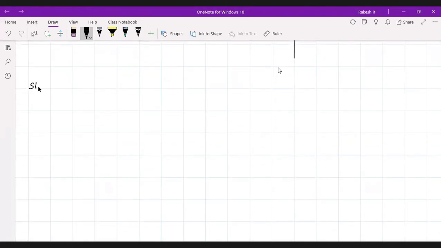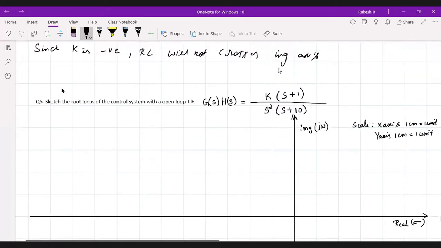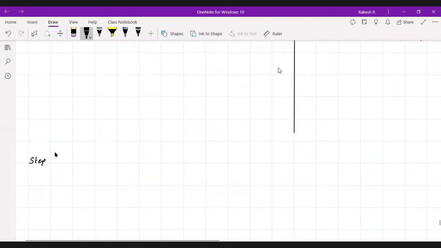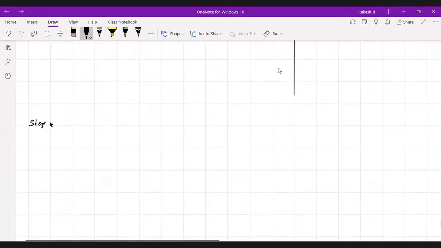Sir, That is, question, sir, please, sir. yeah, k into s plus 1 divided by s square plus s plus 10. S square into s plus 10. Yes, sir. Right. Step 1 is to locate the poles and zeros here. Locate poles and zeros.